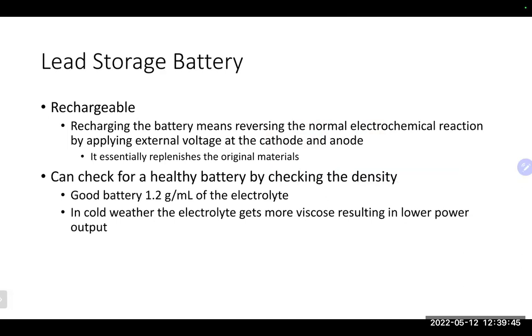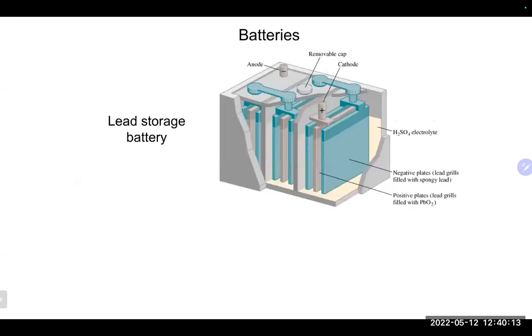But we can recharge the battery by reversing the normal electrochemical process, by applying an electrical voltage to it. And sometimes we need to jump your battery. That's what you do, right? You apply a little voltage, give it a little jump, gets it going. For good health of a battery, you can check its density. Also sometimes you have trouble in very cold weather because the inner liquid parts get a little bit frozen and don't allow everything to flow as well as it should.